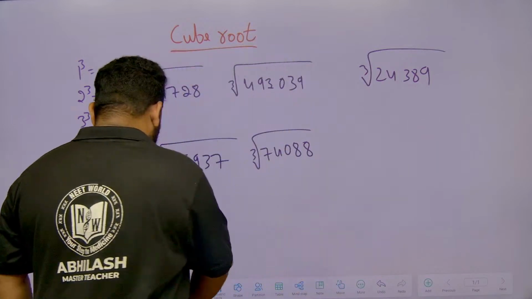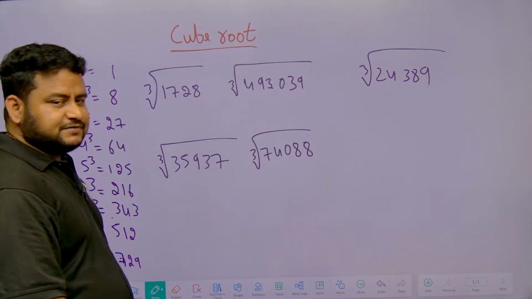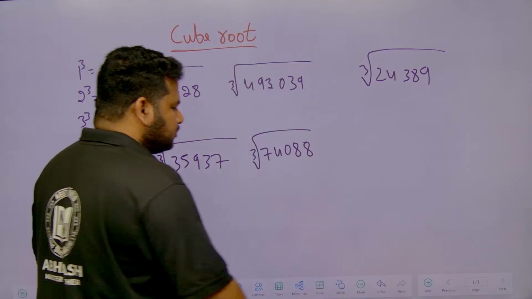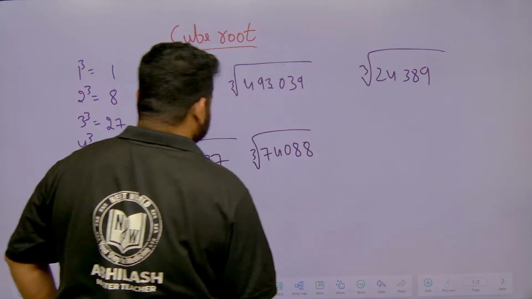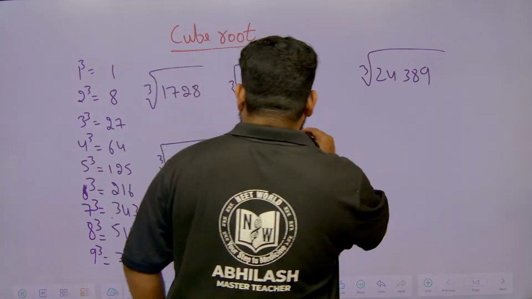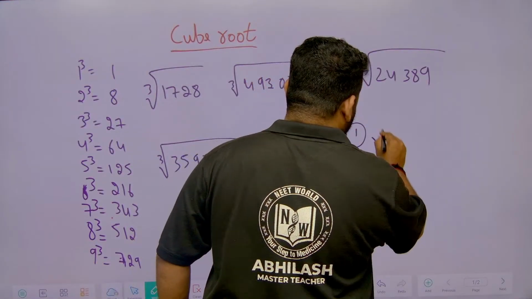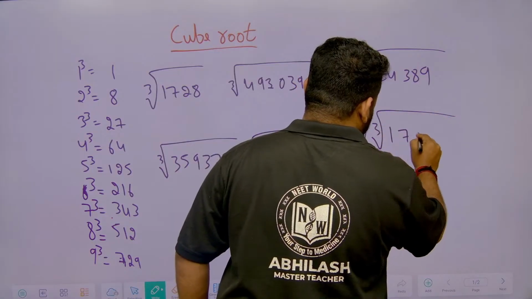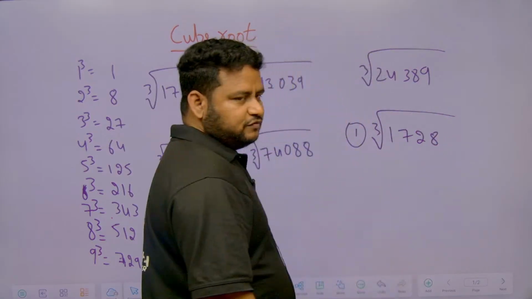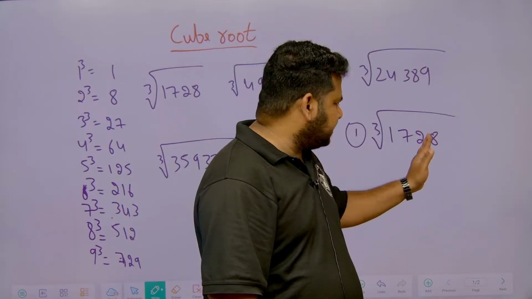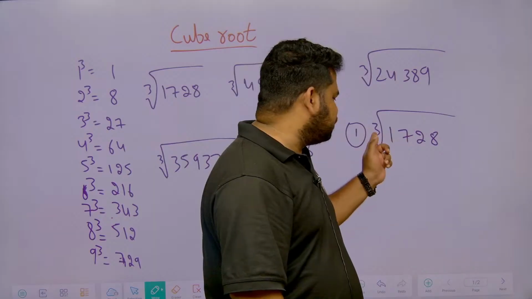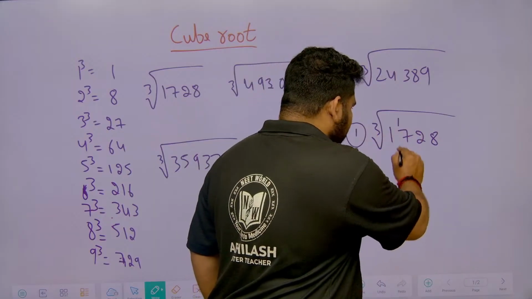Now let us come to cube root. Let us take up cube root of 1728 first. For this, like I told you, for square root you start from the right hand side, and after 2 numbers you draw a line. Here, because it is cube root, after 3 numbers you draw a line.